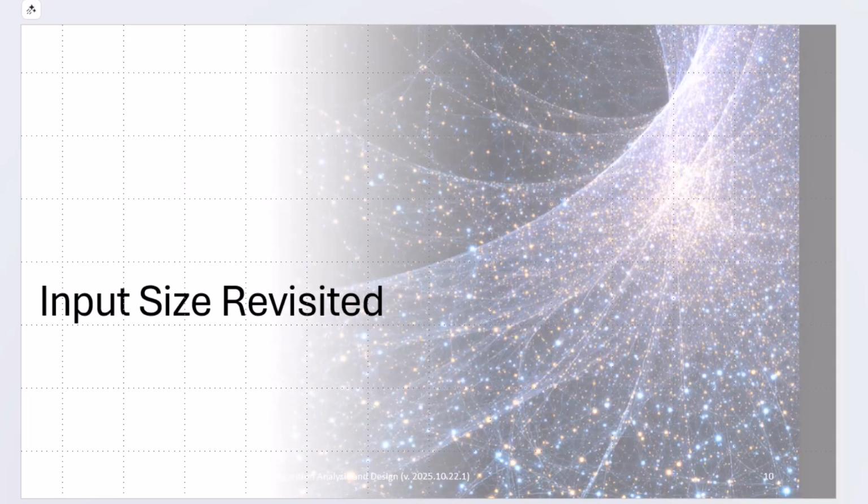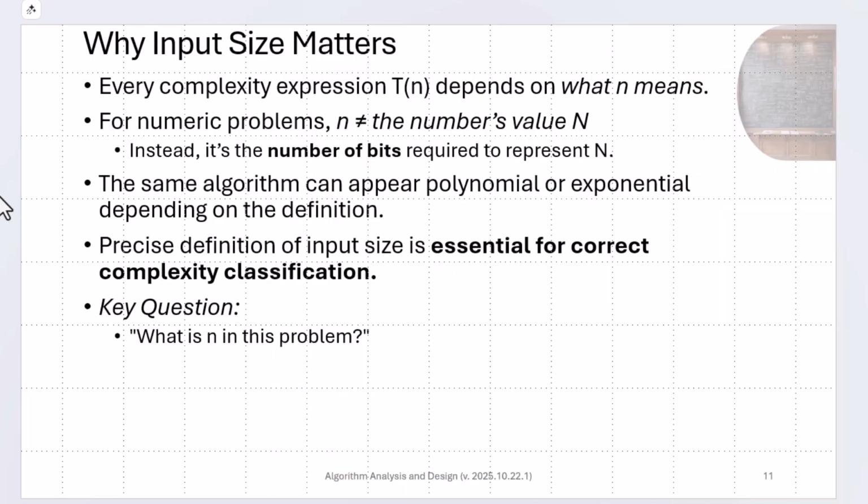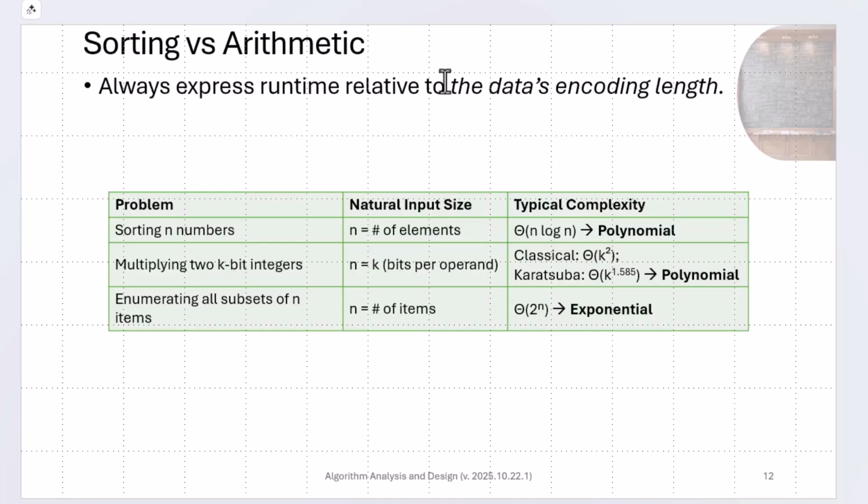So let's revisit input size. Why does input size actually matter? Every complexity expression, T(n), depends on what n means. For numeric problems, n is not the number's value, but instead the number of bits required to represent it, or the number of elements in an array, or something like that. The same algorithm can appear polynomial or exponential depending on that definition. A precise definition of input size is essential for correct complexity classification. The key question is, what is n in this problem?